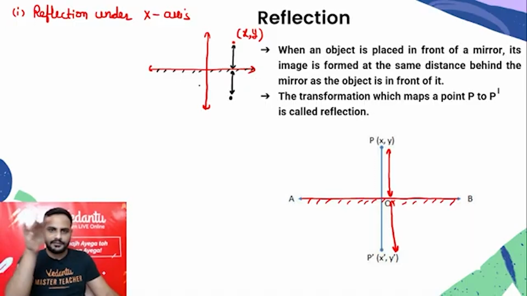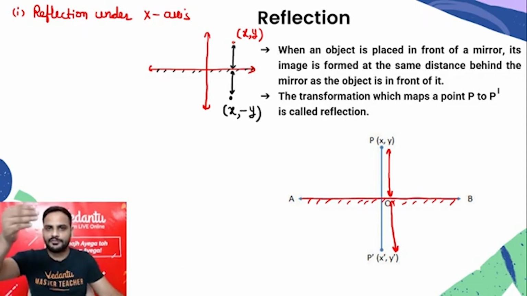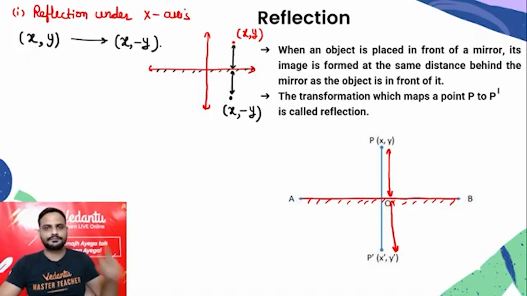So guys, you can see we are getting a line parallel to y-axis, and along this line you can clearly see that the x coordinate for this point will not change, because the horizontal position has not changed, so x will remain the same. Y coordinate will be minus y, because here if it is positive y, then it is going to be minus y. So when we do the reflection under x-axis, guys, remember a point which is in x, y form will be written as x, minus y. Y coordinate changes sign when we do the reflection under x-axis.